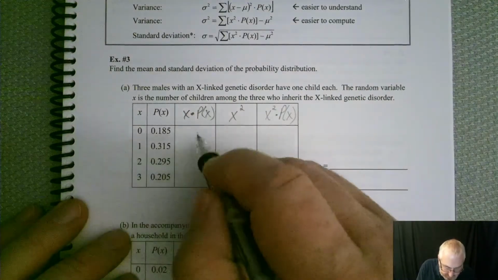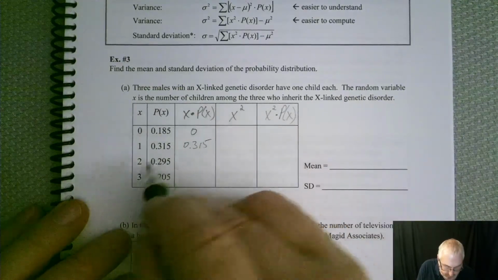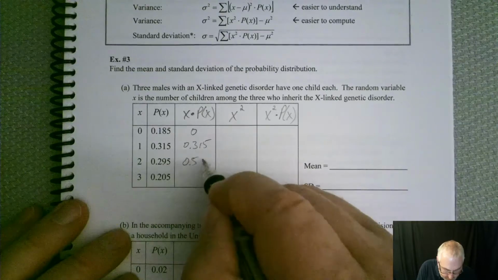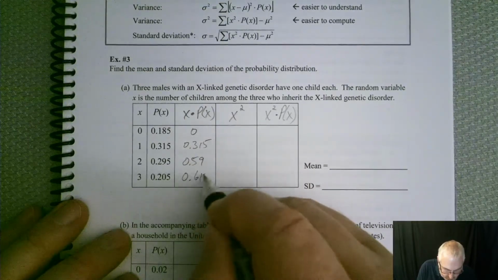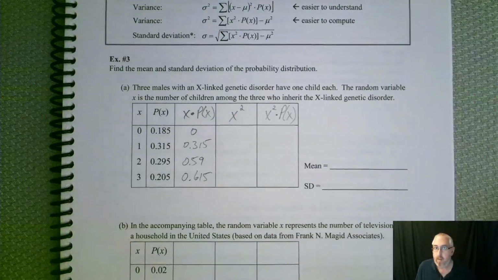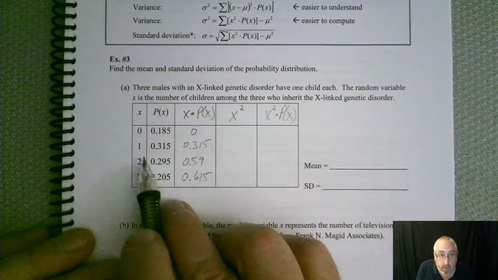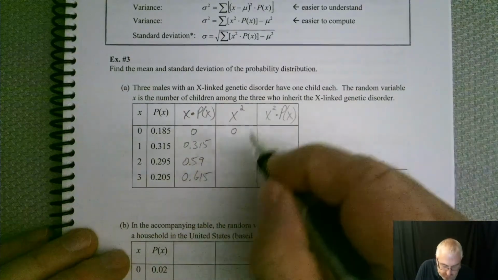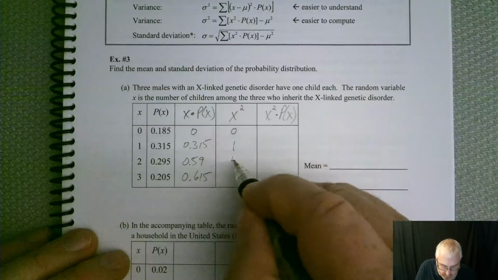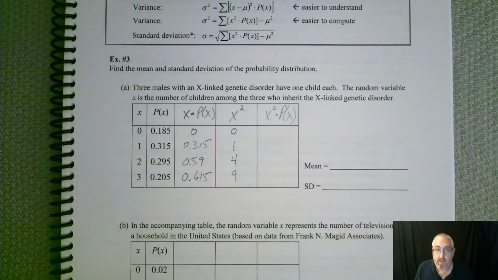So 0 times that is going to be 0. 1 times that is 0.315. 2 times that is 0.59. 3 times that is 0.615. So not anything too drastic, just multiply straight across. X squared, well, we know what x is, so we're just squaring all of those individual values. So 0 times 0, 1 times 1, 2 times 2, 3 times 3. And that gives us those.